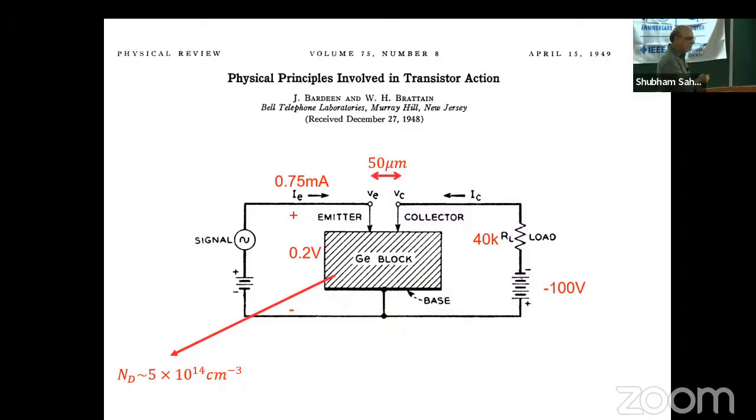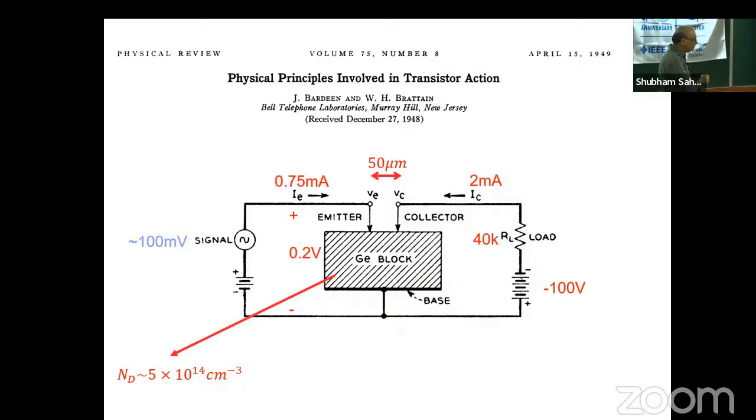Now, some of you may get surprised. Emitter current is 0.75. Collector current is 2 milliamperes, right? All right, so I'll not go into the details. 0.75, it may bother you. Emitter current is smaller than the collector current. I'll not go into it because there are many other sources of the current here.